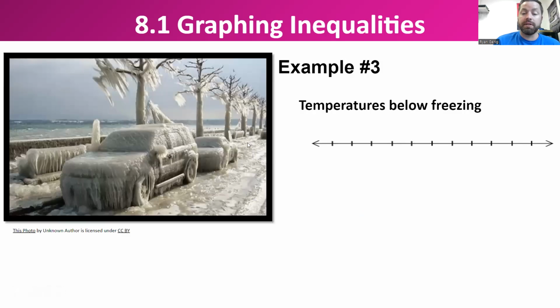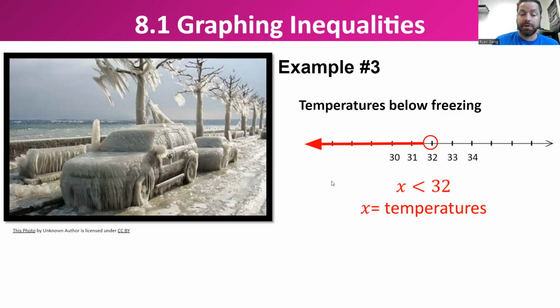Example 3, we're going to look at freezing temperatures. What temperatures are considered below freezing? 32 is the number that separates freezing from non-freezing. Do we include 32 as a temperature below freezing? No, we don't. That's why we have an open circle there. All the numbers below 32 are freezing temperatures, and the way we would write that is x is less than 32. x is the actual temperature.